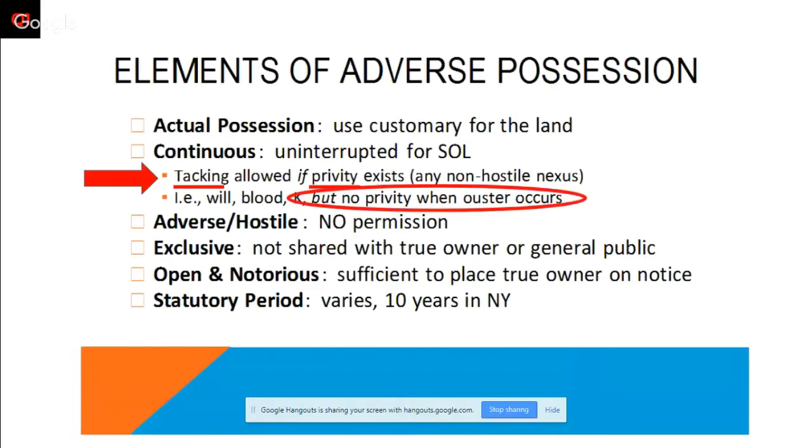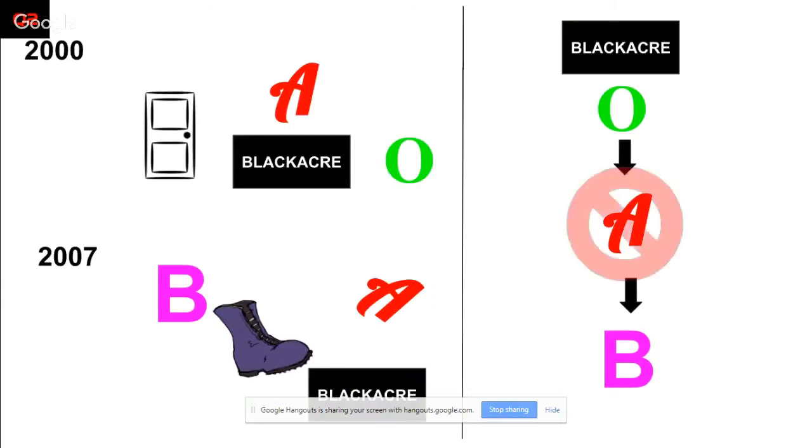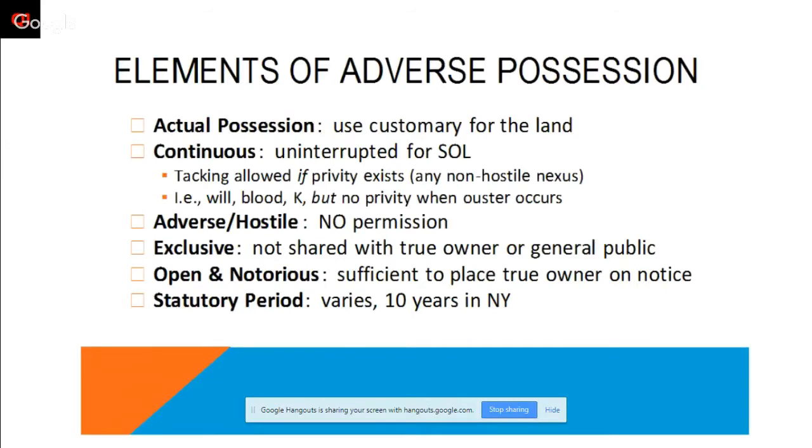So let's look at what tacking is. Tacking, the process whereby an individual who is in adverse possession of real property adds his or her period of possession to that prior adverse possessor. Well, that's exactly what we have here. A was a prior adverse possessor, but B came in, and B's only got 3 years. If he gets his 7 years from A, who's a prior adverse possessor, then he would get the 10 years. So that's exactly what B wants to do. So we're definitely talking about tacking.